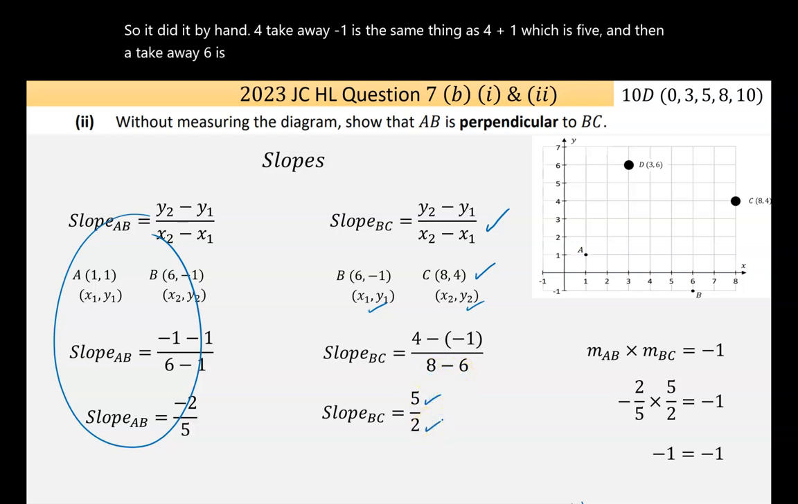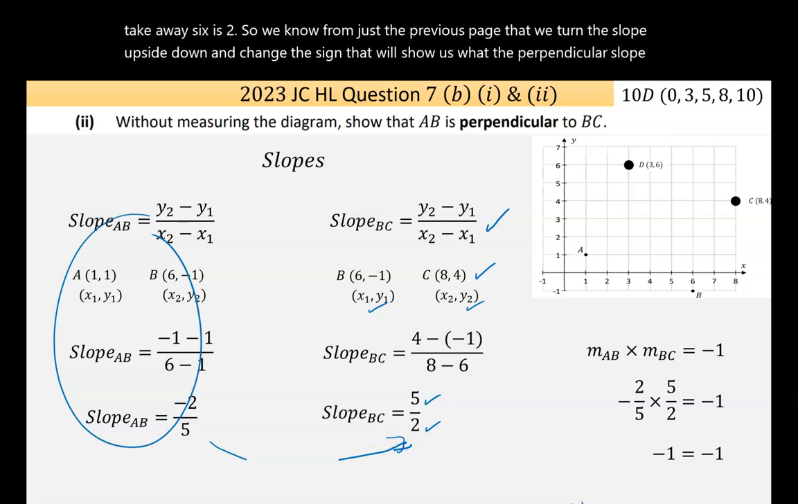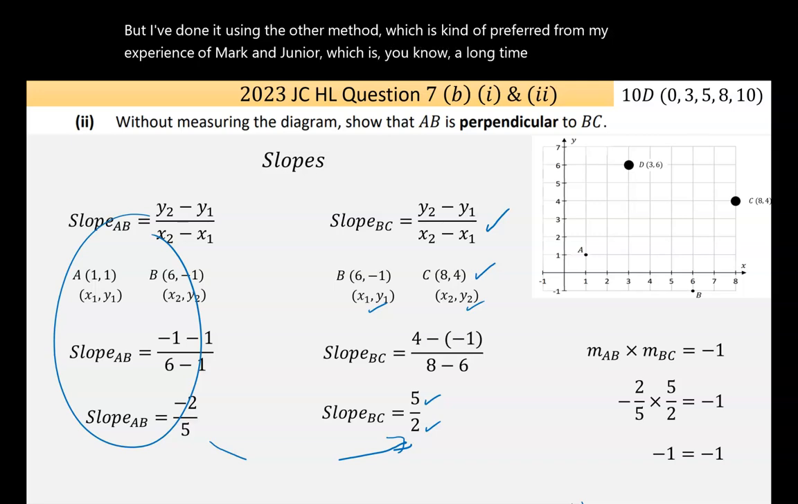So we know from just the previous page that if we turn the slope upside down, okay, and change the sign, that'll show us what the perpendicular slope is. But I've done it using the other method, which is kind of preferred from my experience of marking in Junior Cert, which is a long time ago. I moved up to Leaving Cert.